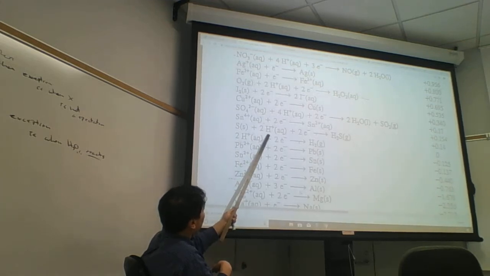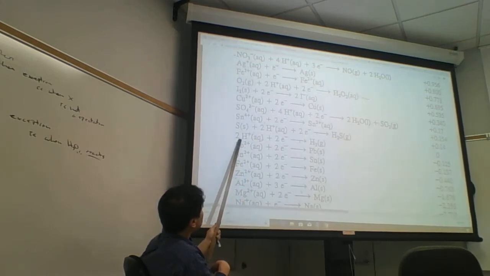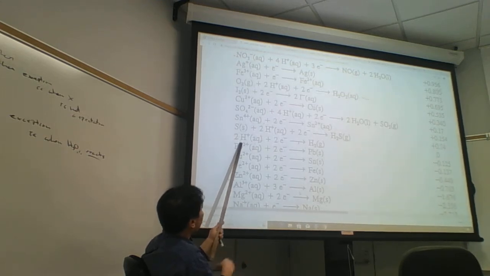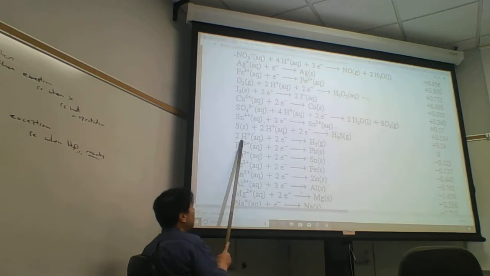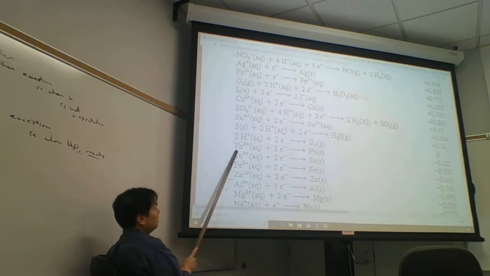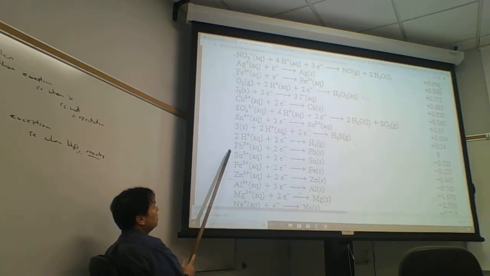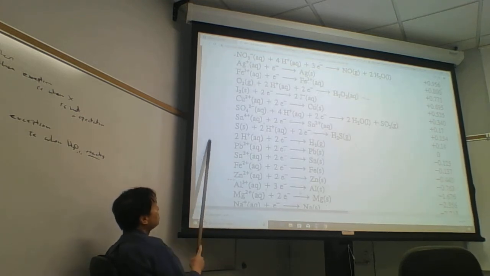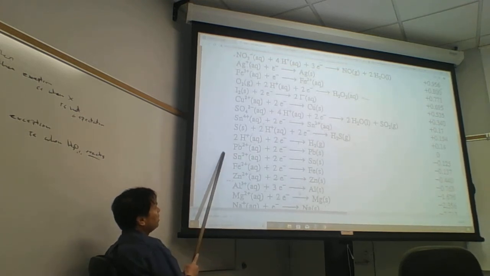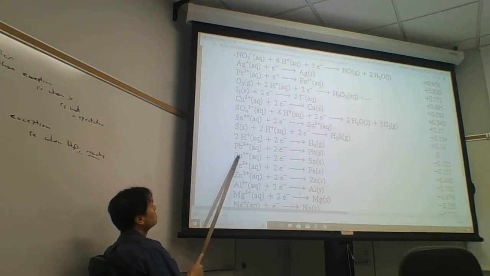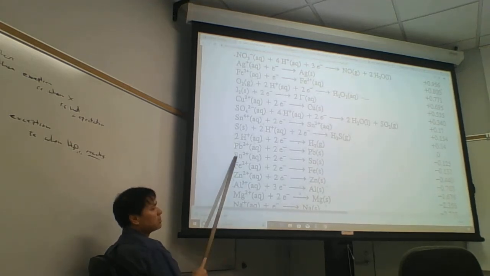This one is sulfur in acid. This is just H plus acid. Acid's an oxidizer in itself. This is lead 2. These are the moderate oxidizers. Now we're going to go to the weak oxidizers like this. This is tin 2. So tin 4 is a better oxidizer than tin 2.